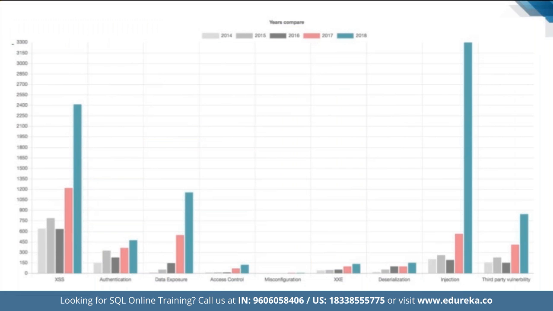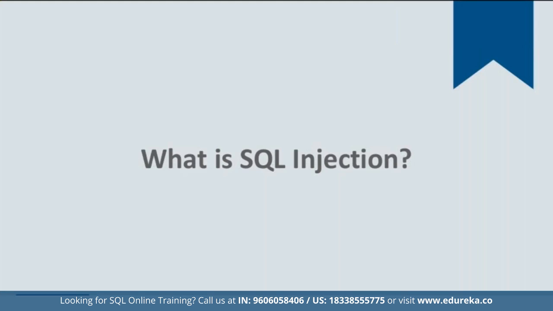So basically, this chart shows how many attacks of each kind have happened across the years. You can clearly see that SQL injection in 2018 is quite exorbitant. This is SQL injection, that is quite large. Now let's get into depth.